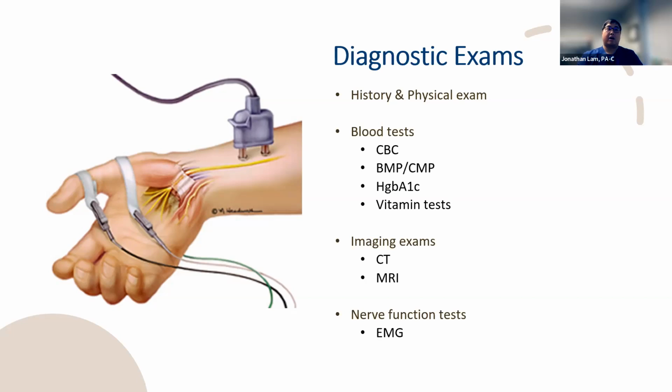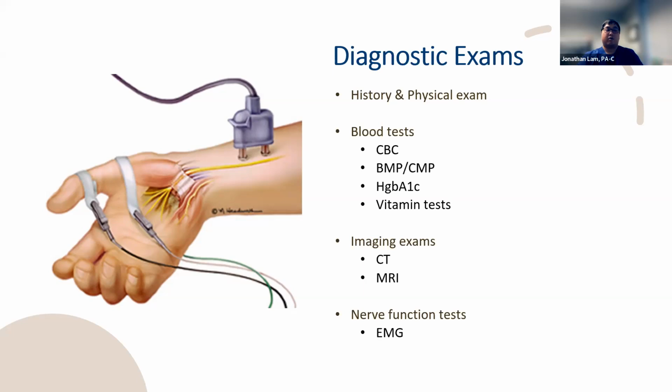Every now and then, if you see your primary care provider, they might order some blood tests. These include a CBC to check your blood counts, your platelet counts. A BMP or CMP will help check for electrolytes. A hemoglobin A1C will help check for diabetes.